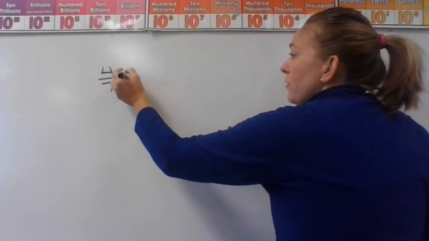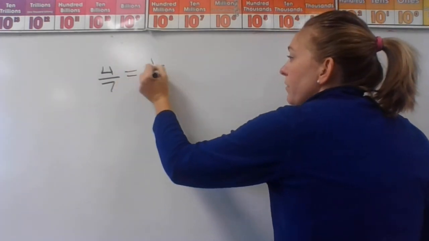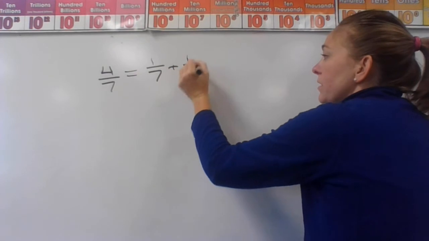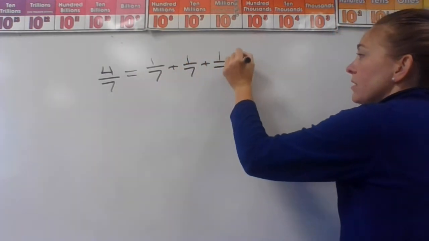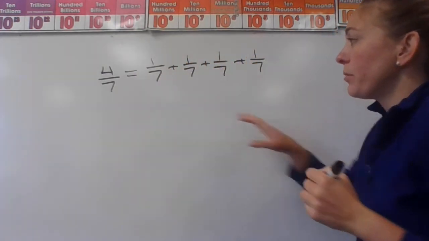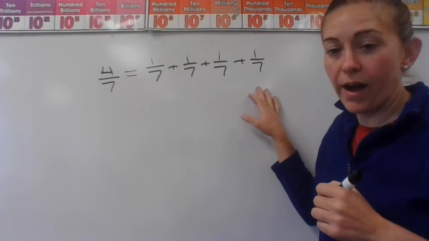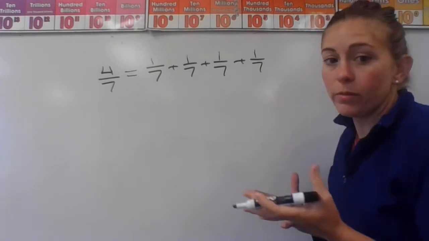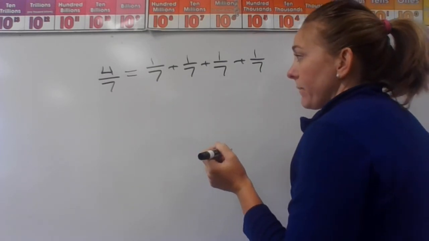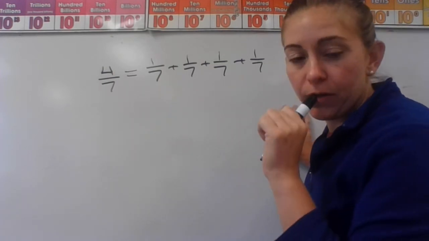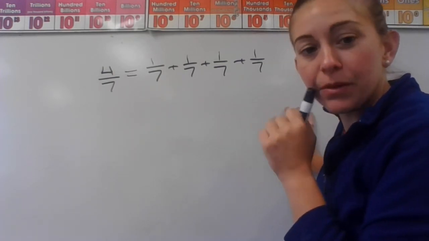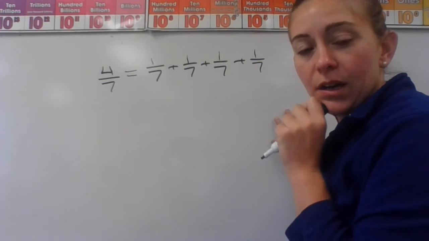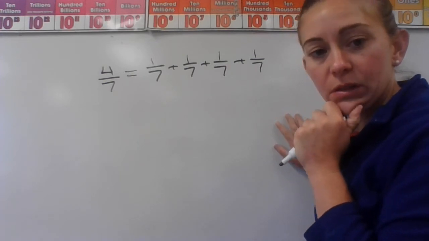All right, so 4/7 would be 1/7 plus 1/7 plus 1/7 plus 1/7, if I were to break it up into the unit fractions. But there are other ways I can decompose it. Oh, stop your computer again. Come up with the different ways you could decompose it now, and then we'll write up some other ones on the board.